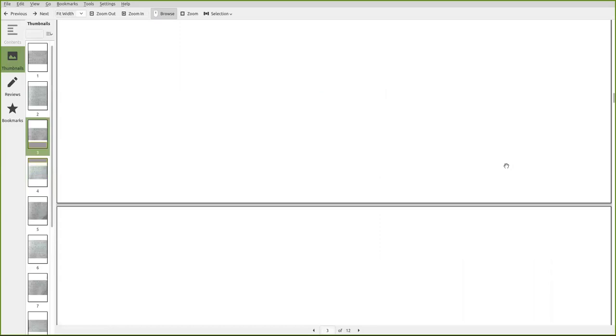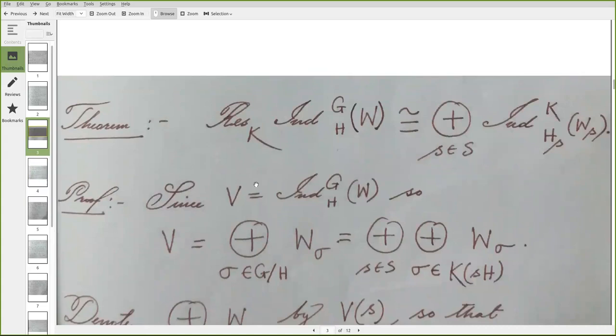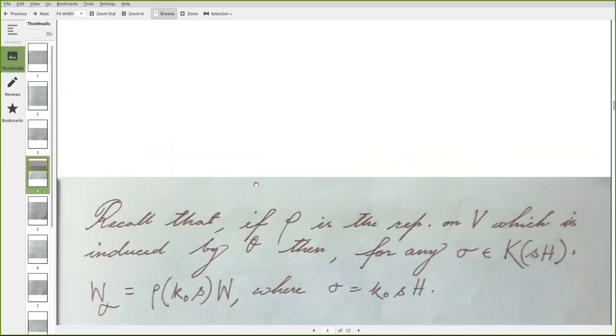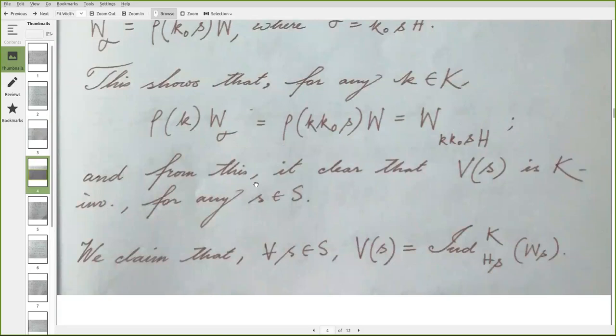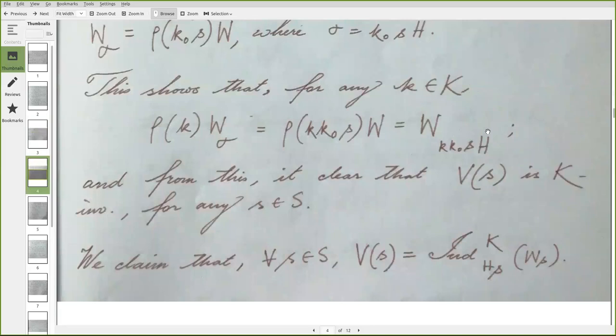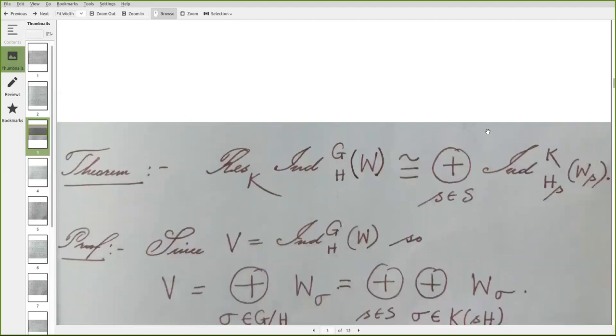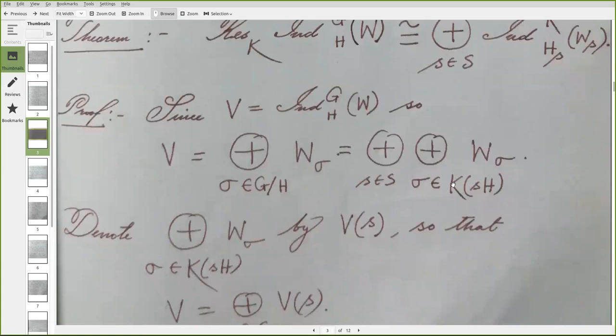Basically, we have the representation of G on V that can be restricted to a representation of K on V. And since Vs is K invariant, it is legitimate to talk about the sub-representation of the restriction to K on this Vs. And recall that what we are supposed to prove in the theorem is that this is isomorphic to this, right? This is what we are supposed to prove.